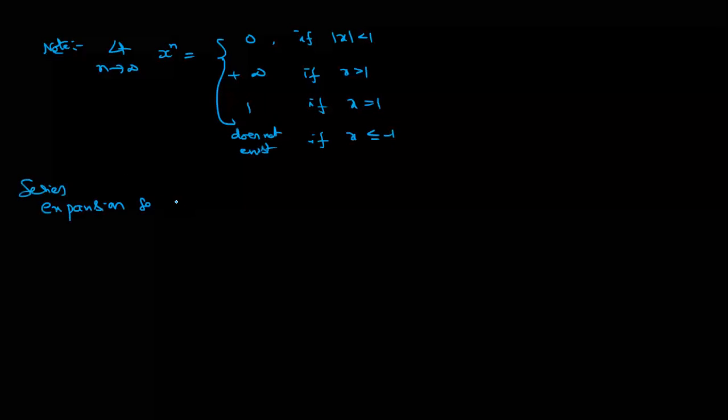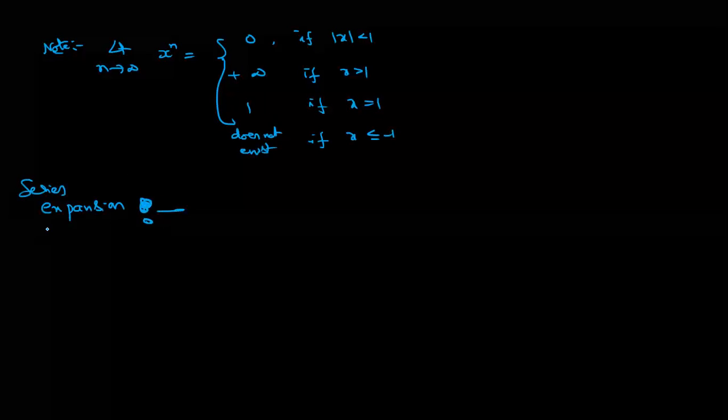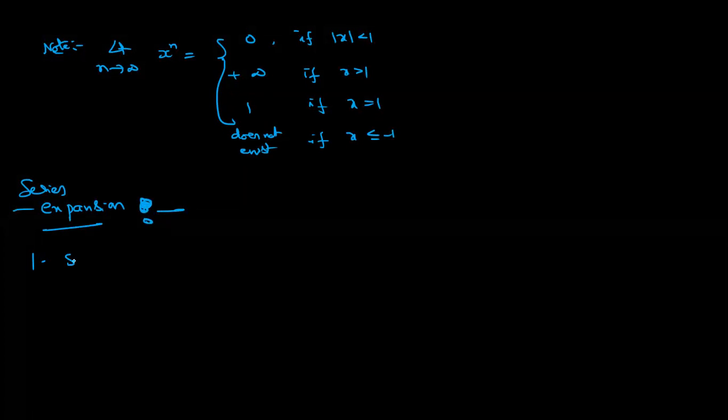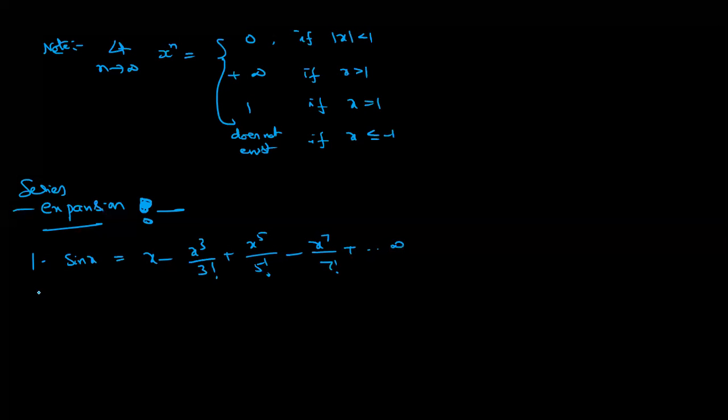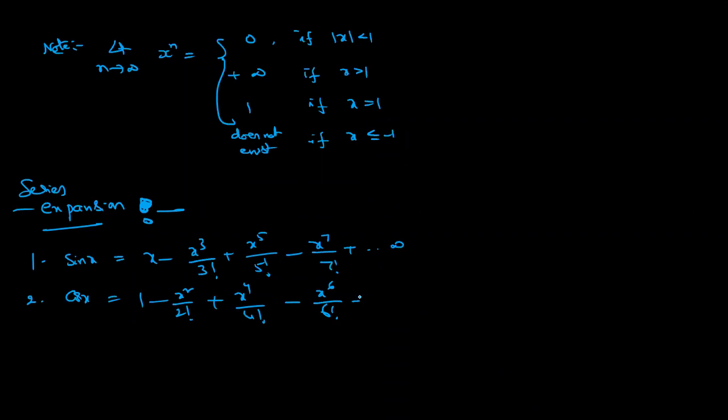Series expansions. All of you keep writing. 1. sin x expansion: x minus x cube by 3 factorial plus x power 5 by 5 factorial, up to infinity. 2. cos x expansion, in class we discussed this one. 3. tan x expansion: x plus x cube by 3 plus 2 by 15 into x power 5.